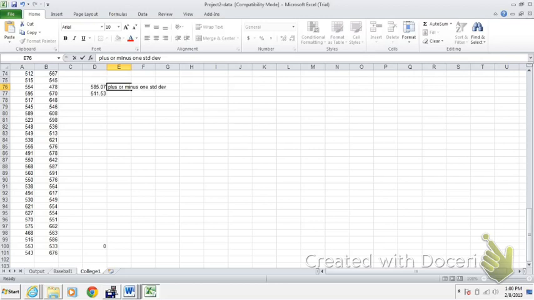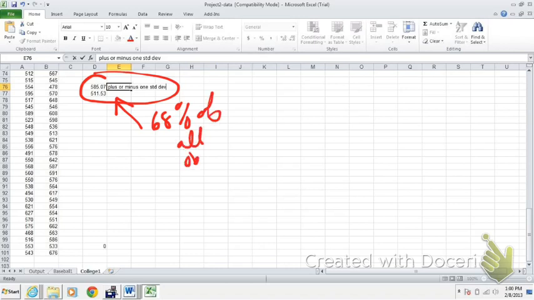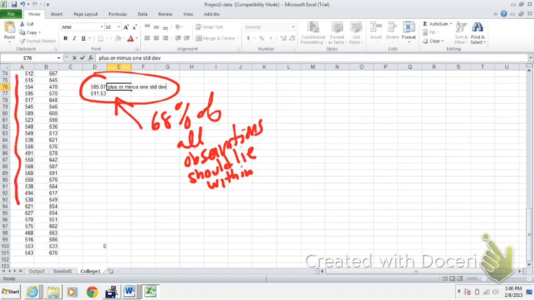So basically, long story short, we got the bounds here for plus or minus 1 standard dev. So according to the empirical rule, I'm just going to give you a push, 68% of all observations should lie within those bounds, 511 and 585. And what you could do is physically tally how many of these observations actually lie within those bounds. Is it close to 68%? And I think that's what you're asked to do later on in the lab.